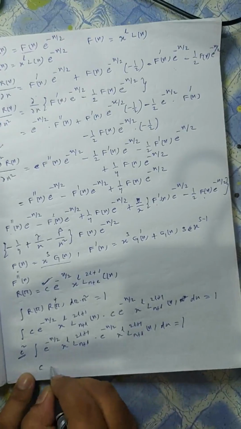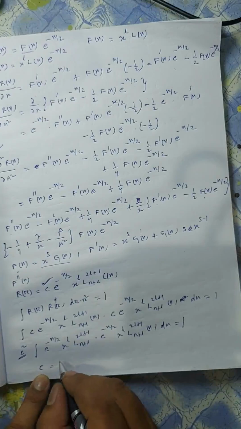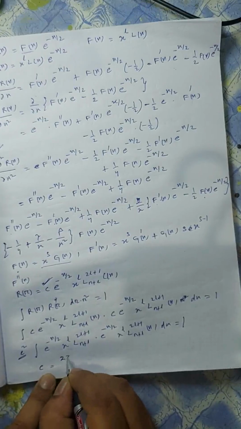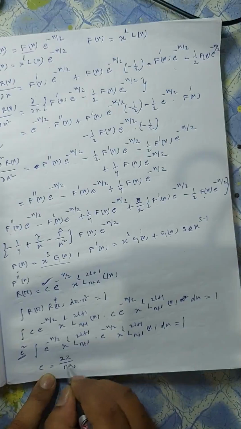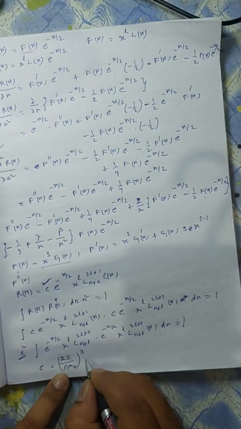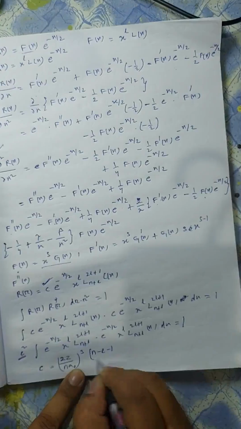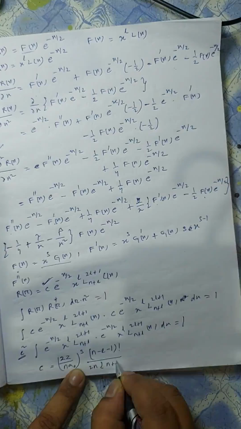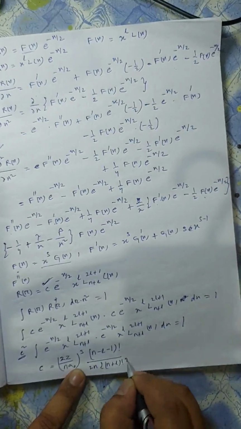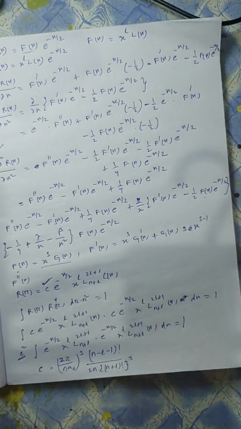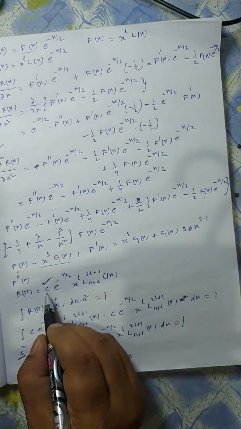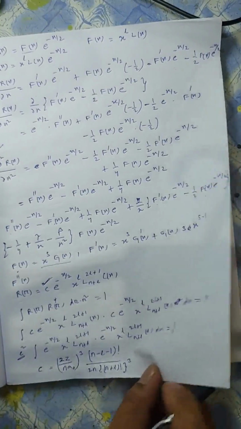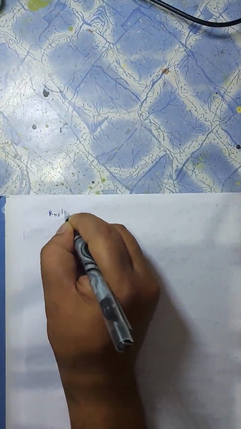The C value you can get from this equation: (2Z by n a0) cubed, (n minus l minus 1) factorial divided by 2n times (n plus l) factorial, the whole cube. This is the C value, and substitute this value of C in this equation, and we get the R value, R n l of r.